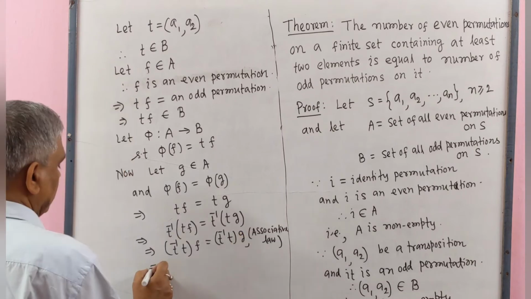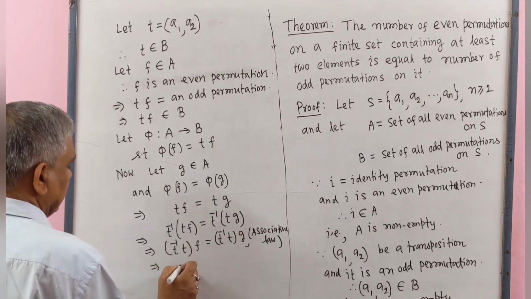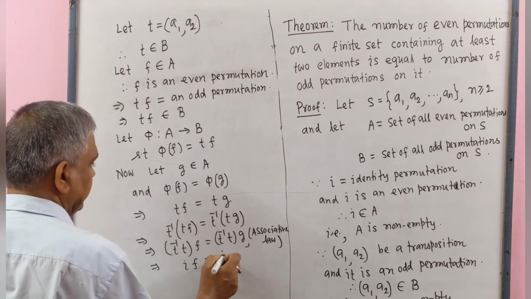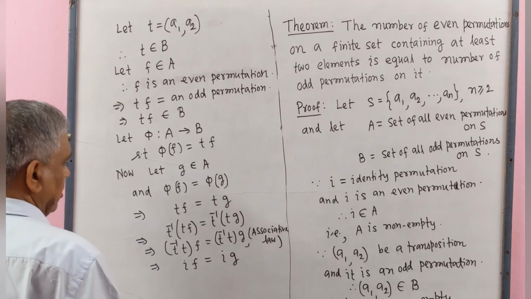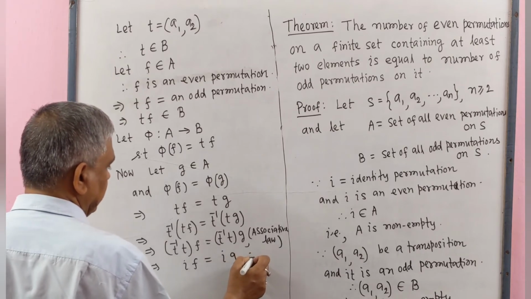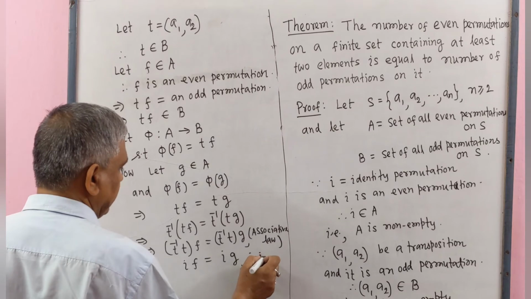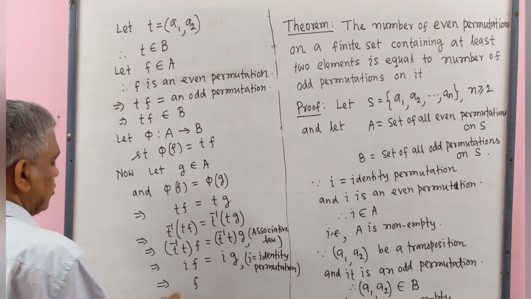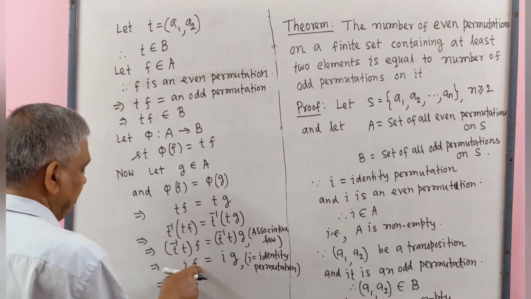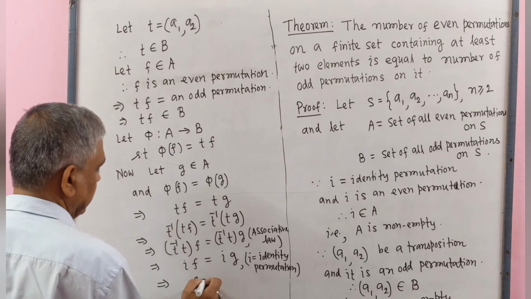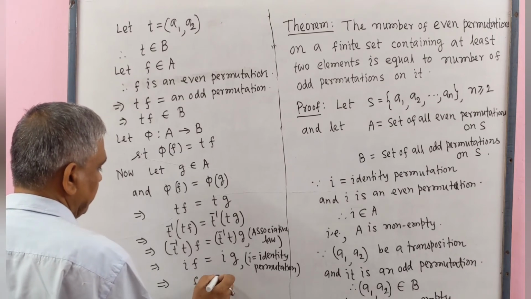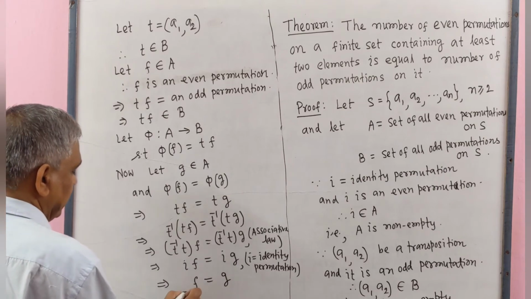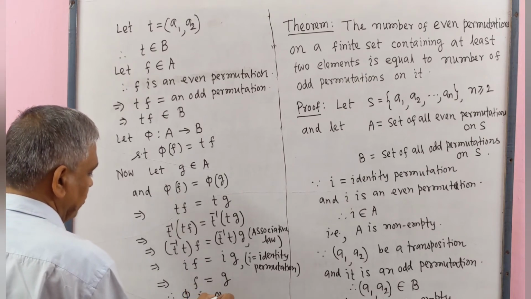By the associative law, T inverse T is the identity permutation I, and this equals F, because the product of the identity permutation with any permutation is that permutation. This implies that F equals G. Therefore, phi is 1-1.